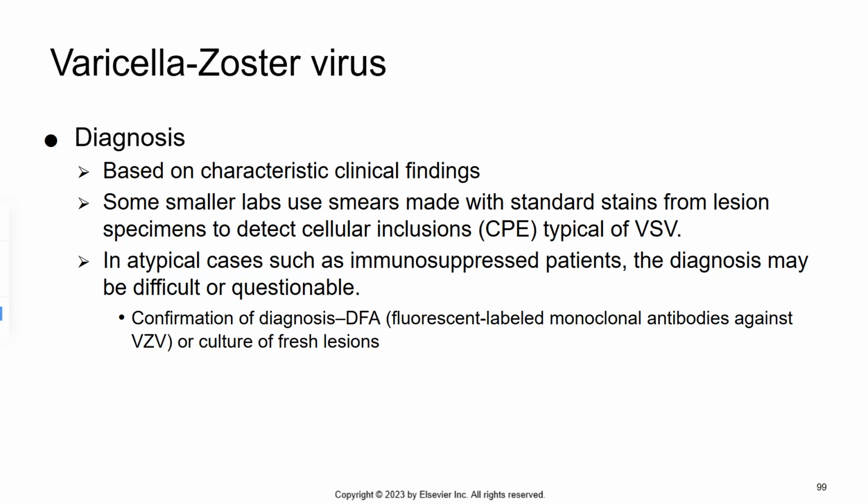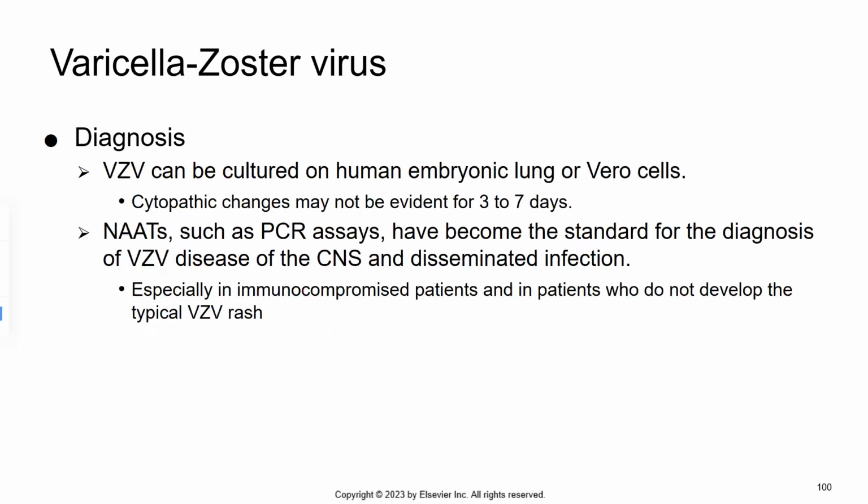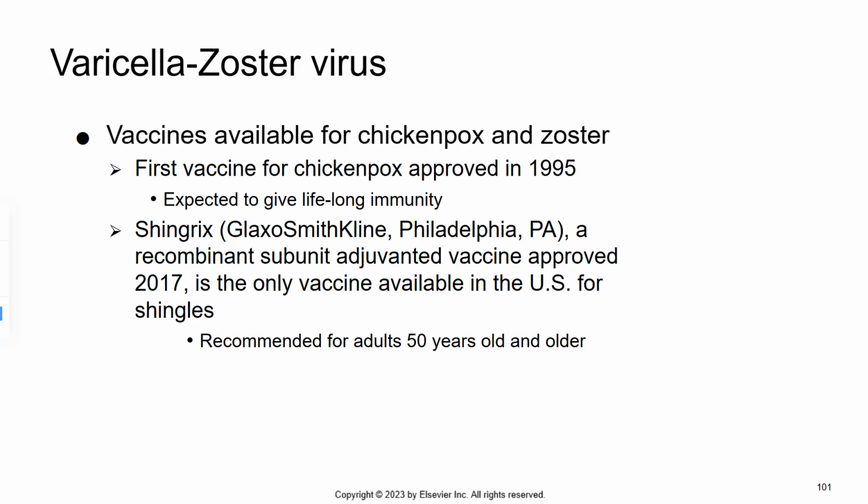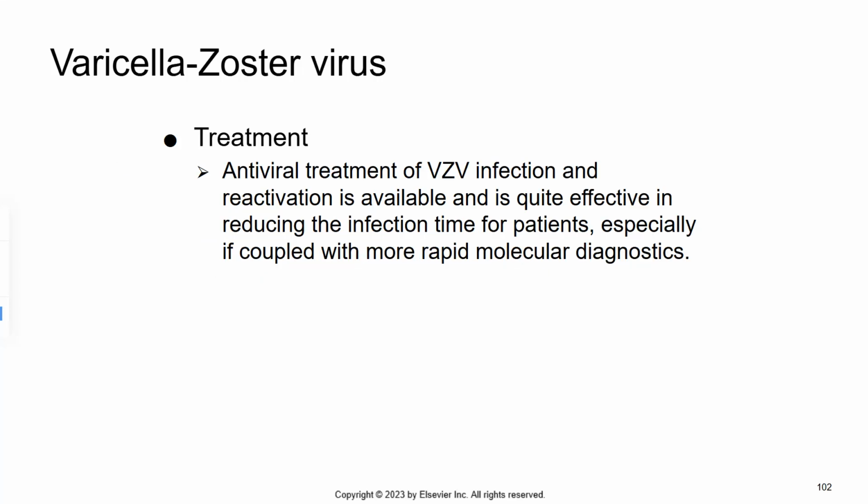Diagnosis is based on clinical findings. Smaller labs may use smears to look for cytopathic effects. VZV can be cultured on human embryonic lung or Vero cells. NATs such as PCR have become the standard for diagnosis. Vaccines are available for chickenpox and zoster. Antiviral treatment is available.